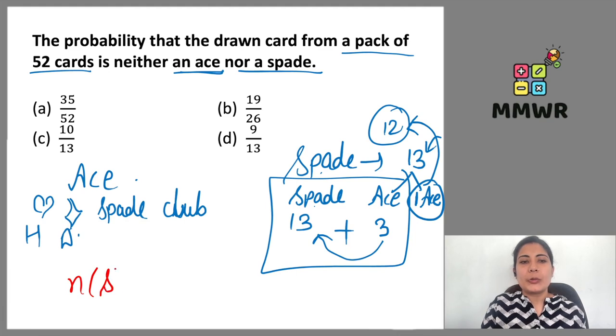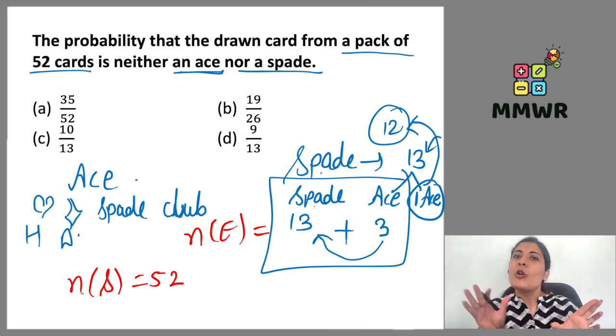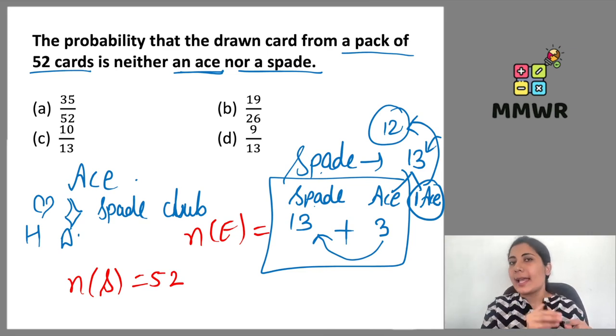Number of all possible outcomes we know is 52, and for the number of favorable outcomes for this event, there should be neither a spade nor an ace. So first we count spades and aces. 13 spades are there, 4 aces are there, but out of those 4 aces, 1 ace has already been counted in the spade category. So 13 spades, 3 aces gives us 16 favorable outcomes, right?